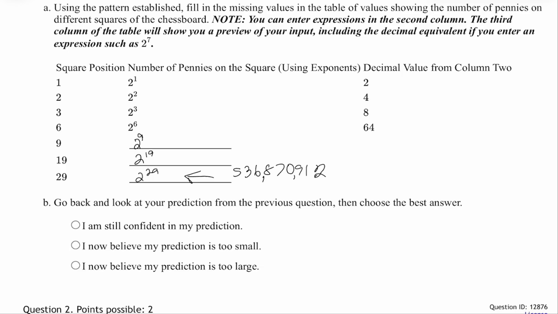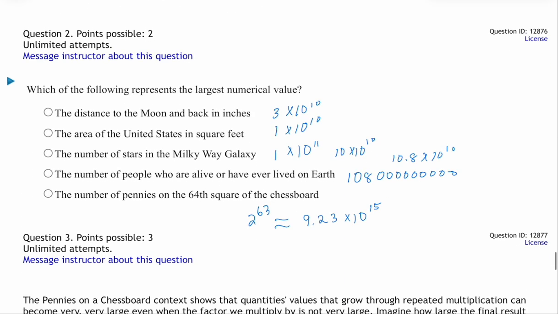It's already 536 million in that spot. So I believe my prediction was too small, and I would assume that should be the same for you. I don't know if yours are the same as mine. I think they're shuffled a little bit, but okay.